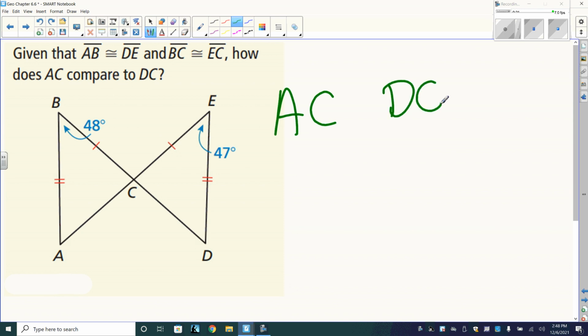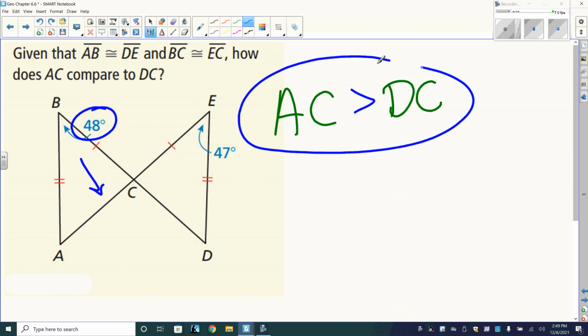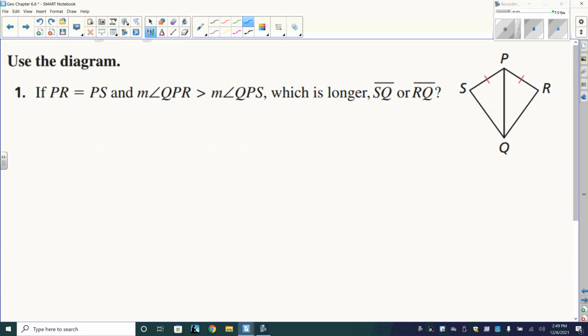AC, DC. DCA. So we got AC big. Yep, AC would be bigger. Questions on this here? Okay.